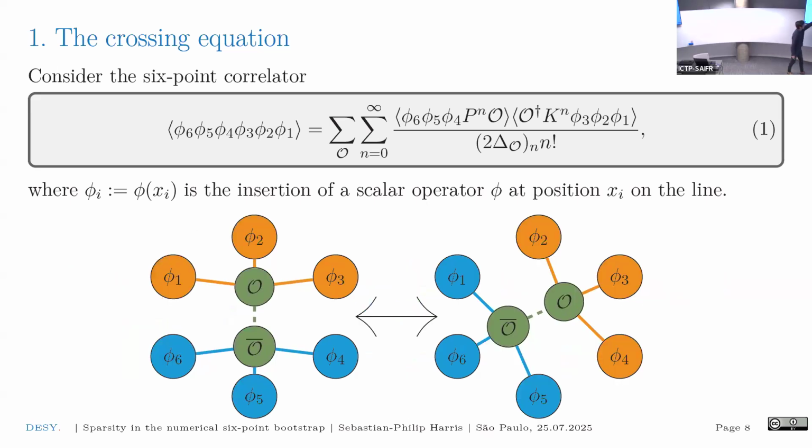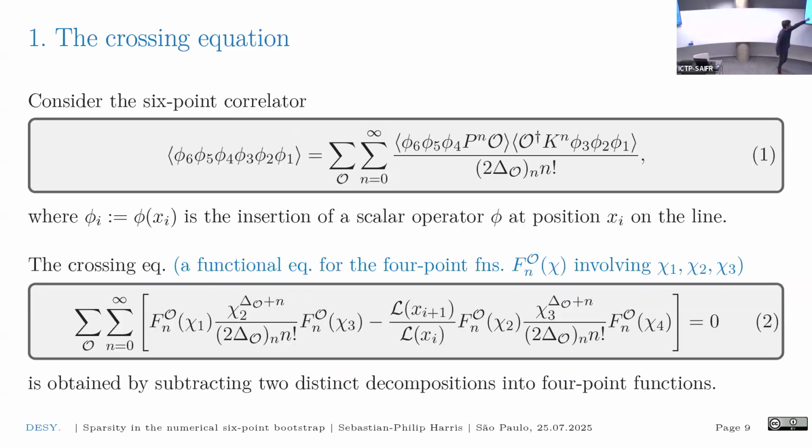So for instance, I can say this decomposition is equal to this decomposition, and that will in equations give an equation like this. I put an equation because I wanted to write something explicit, but really all I want to say with it is that you get a functional equation where the unknown is this f_n of chi. And this f_n of chi will play a central role in this talk, so I should stress again, what is this f_n of chi?